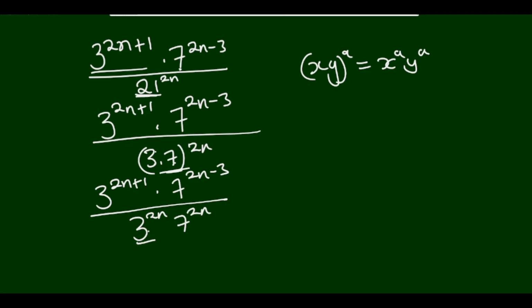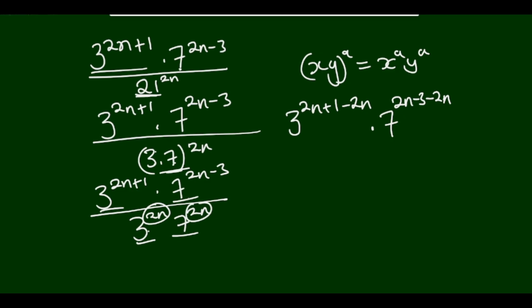So we have the base of 3. We can deal with that. So dividing powers with the same base, we separate the exponent. So it's going to be 3 to the power 2n plus 1 minus 2n. Right? We have separated that. And then come to the powers with a base of 7. It's going to be 7, then to the power 2n minus 3, then minus 2n. We are separating this exponent. When dividing powers with the same base, subtract the exponents.